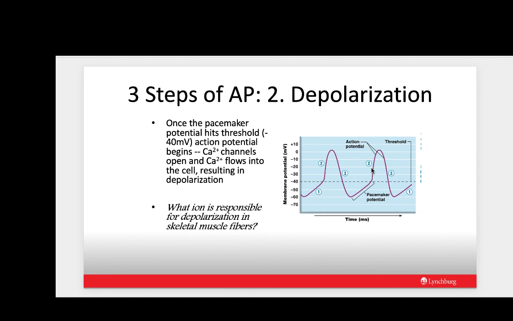Step 2 is our depolarization. Once we hit threshold, we end up with our full-blown depolarization, which is this part of the curve here. This is due to influx of calcium. We have a rapid influx of calcium, and that's going to create depolarization in these cells.